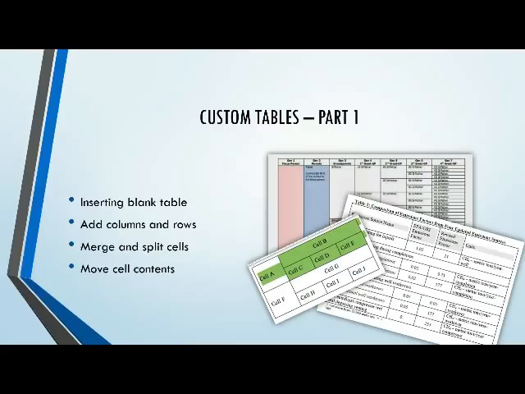But Word also allows us to build custom tables, which have more capabilities. Since there are numerous options when customizing tables, I'll break it up into two parts. In the first part, I'll discuss inserting a blank table to start with, then adding some columns and rows to our inserted table, merging and splitting cells to create custom areas for our data, and moving contents from one cell to another.